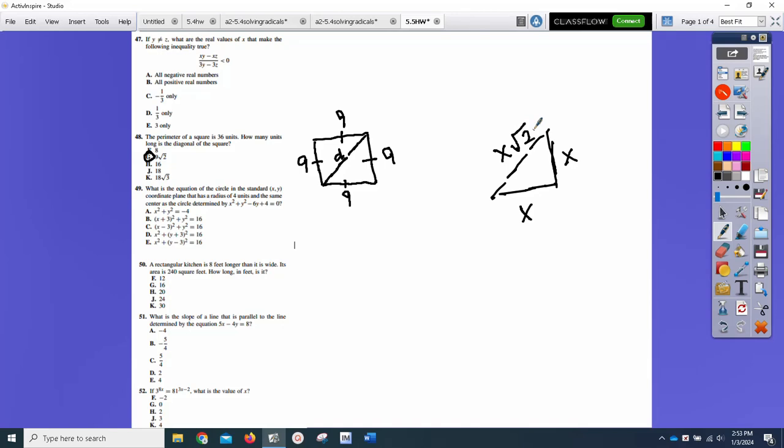I mean, look at it. I know that's a 45-45-90. I know it is because it followed that pattern.